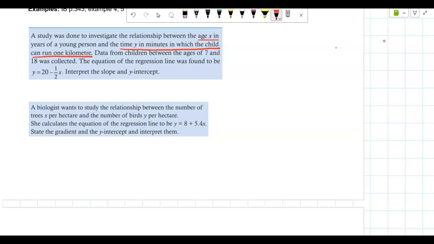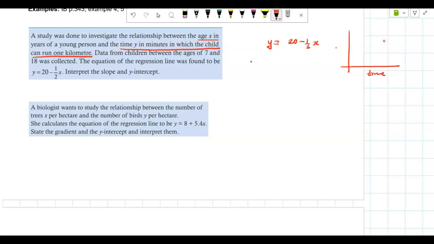I already told you the equation: y is equal to 20 minus half x. If you are interpreting the slope, the slope is negative half. So what is the meaning of that? The time in minutes in which the child can run 1 kilometer decreases by half with a 1 year increase in age. Correct.